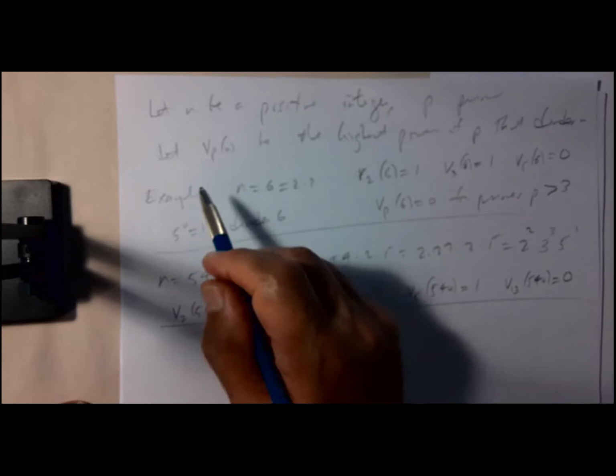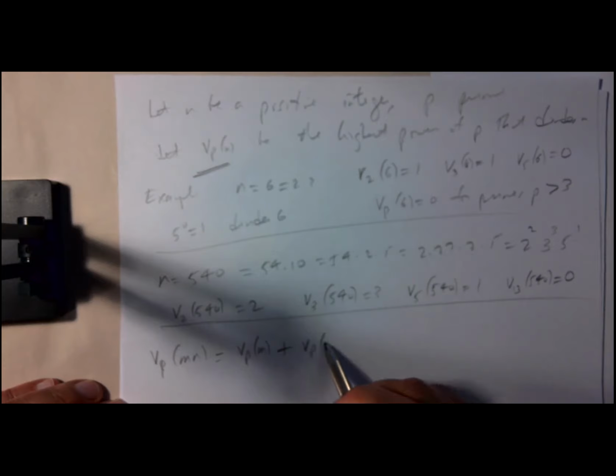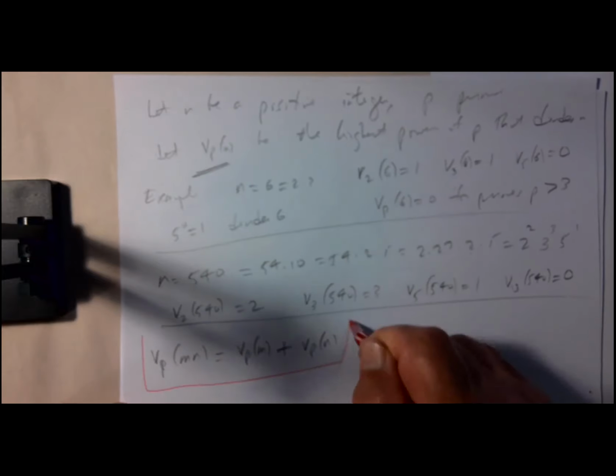This function v sub p of n has very interesting properties. For example, v sub p of m times n. If I want to know what is the highest power of p that divides m times n, that's going to be the highest power of p that divides m plus the highest power of p that divides n. So this is a very nice statement. Let me give a proof.